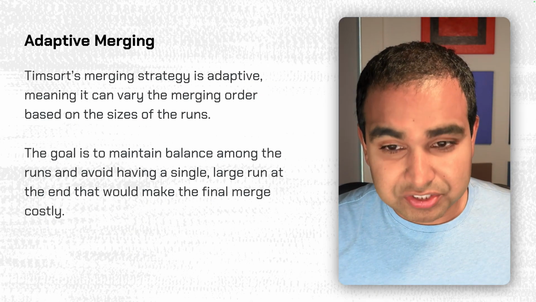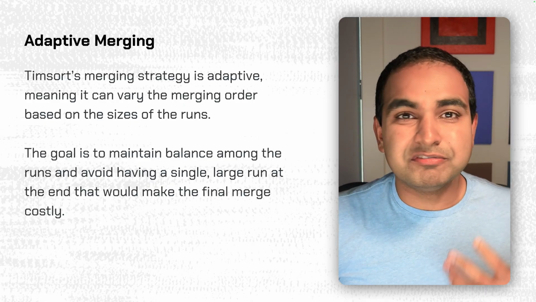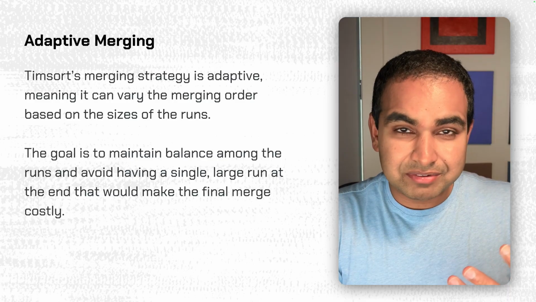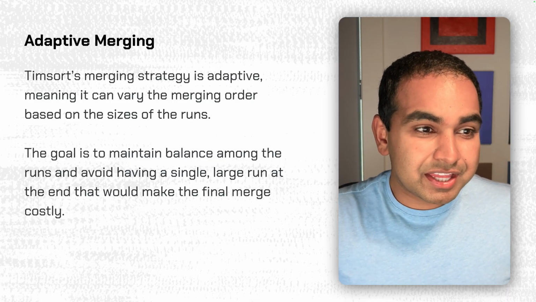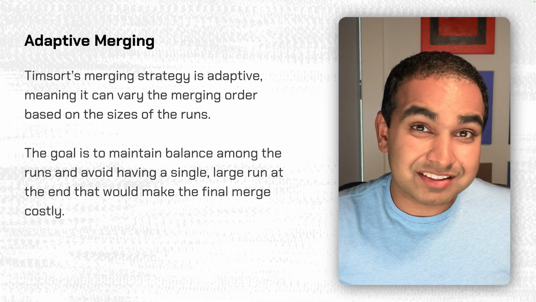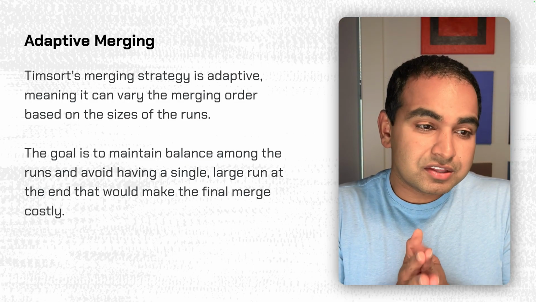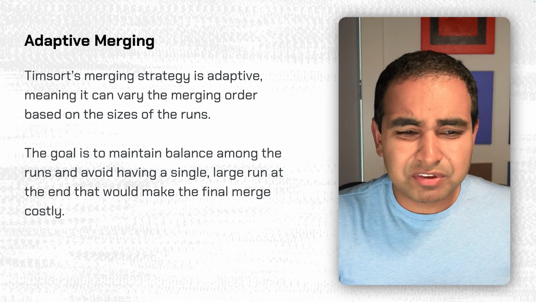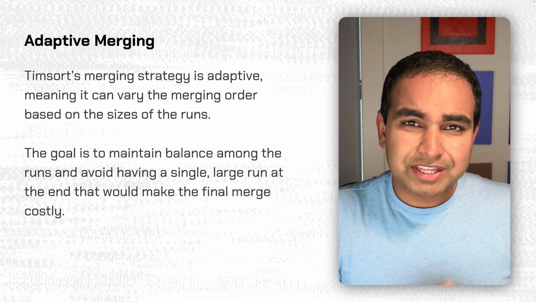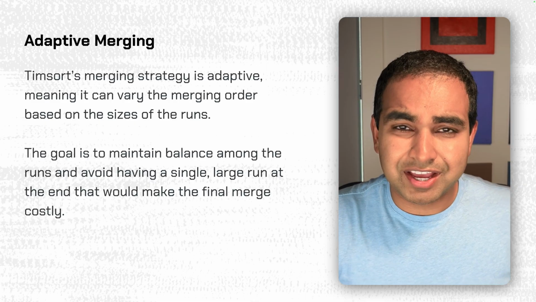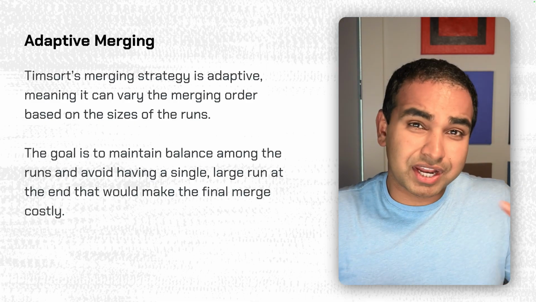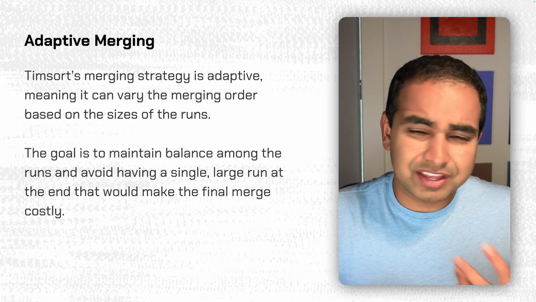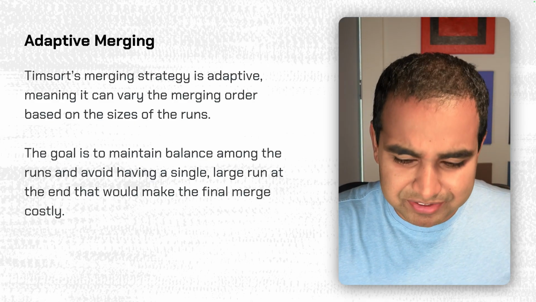The next optimization that Timsort uses is known as adaptive merging. The merging strategy isn't one where just two adjacent items are merged arbitrarily. The order can vary based on the sizes of the runs, because the goal is to maintain balance among the runs and avoid having one single run that is so large that it makes the final merge costly. When you have lopsided merges where one run is much larger than the other you're trying to merge with, you do a lot of unnecessary comparisons and it just gets really messy, so you don't want to do that.